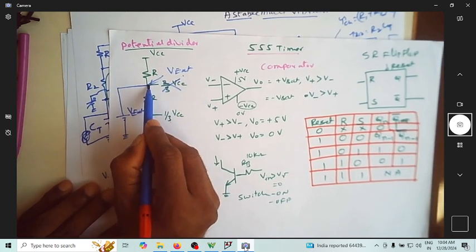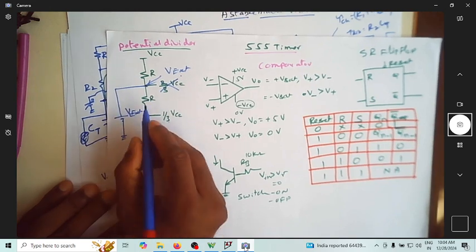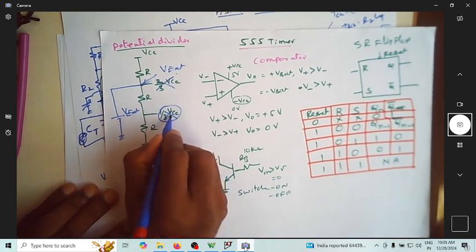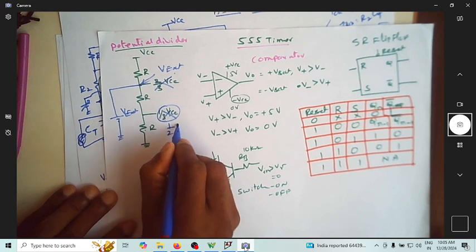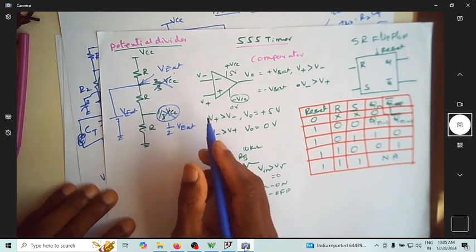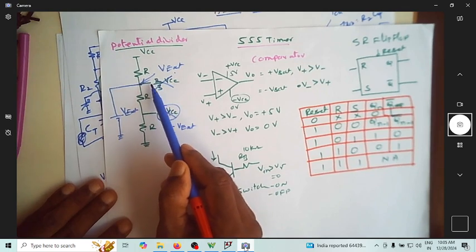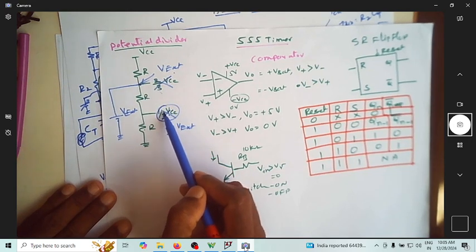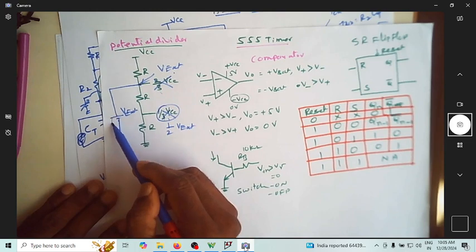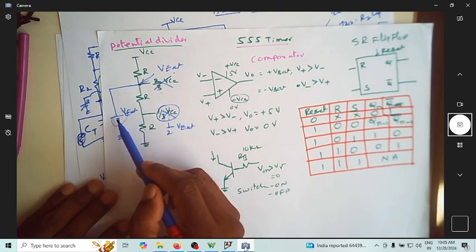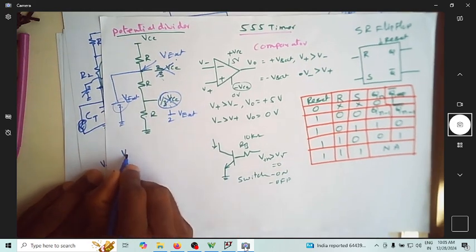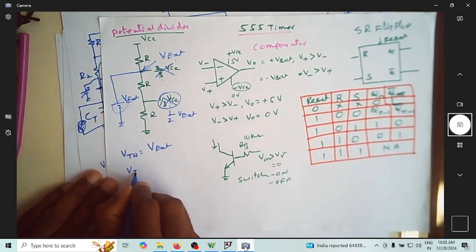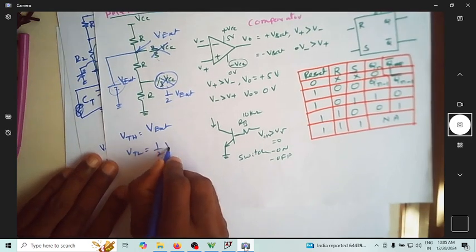When you have V external voltage here, you have two resistors of the same value. Then what will be this voltage? It will not be 1/3 VCC. It will be half of this, so half of V external. Now this was VTH, this was VTL. Earlier VTH was 2/3 VCC and VTL was 1/3 VCC. The moment you connect this external voltage source, VTH becomes V external and VTL becomes half of V external.